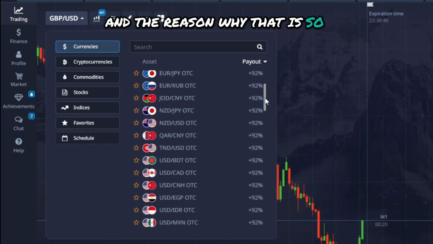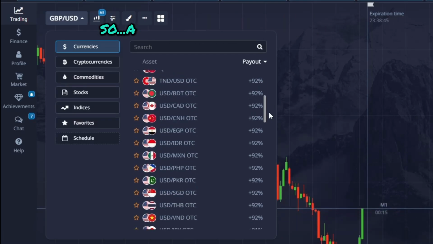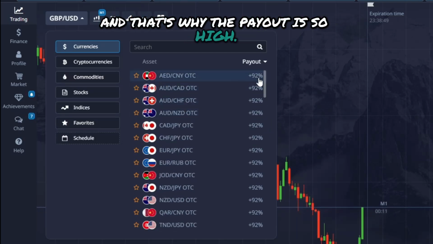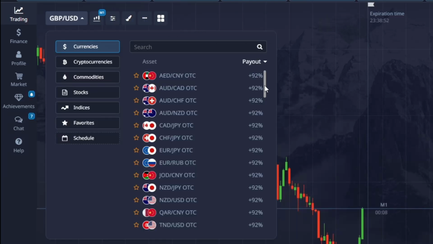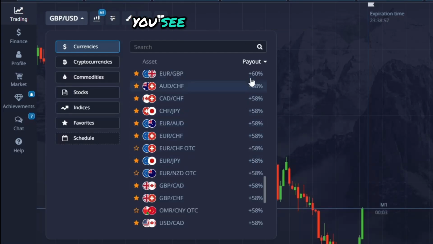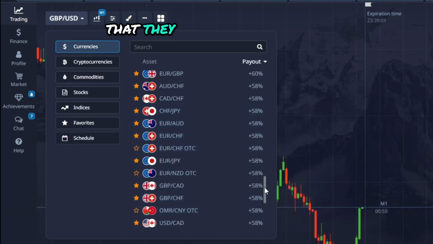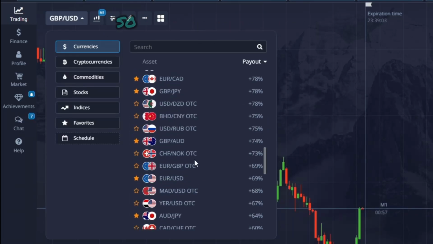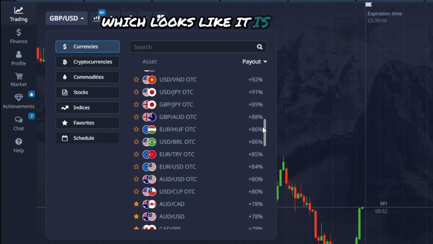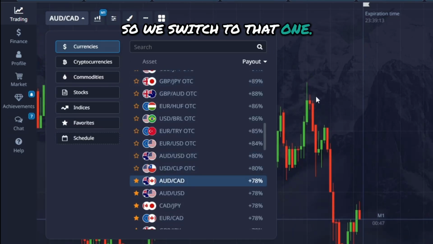And the reason why that is so high is because this is basically like a fake market that's not really real. So a lot of people don't really advise to be trading on that market, and that's why the payout is so high, because pretty much anything can happen at any time with that. But if you go to the real markets, you see that these are considerably lower in payout because these are the actual real markets that they can't control, right? So even if we click on the highest one, which looks like it is OddCat at 78%, right? So we switched to that one.